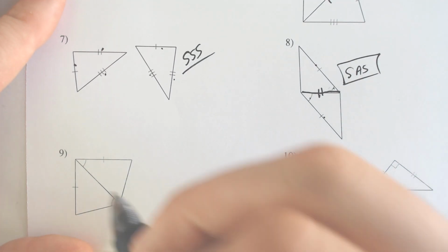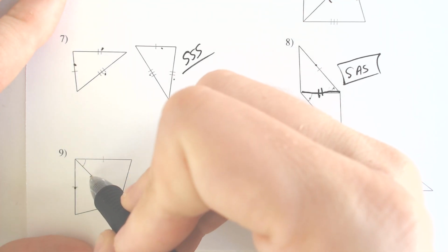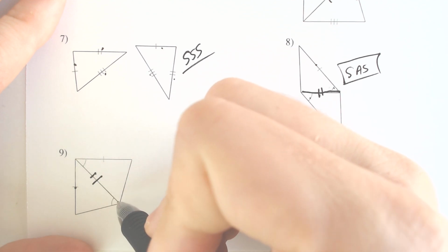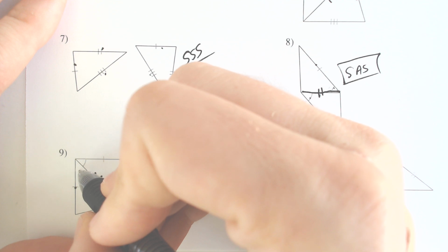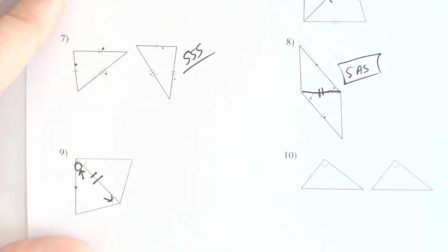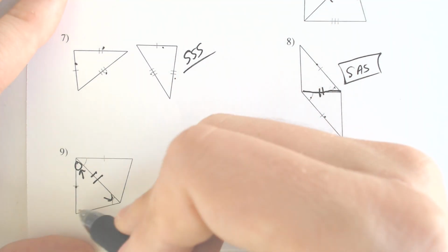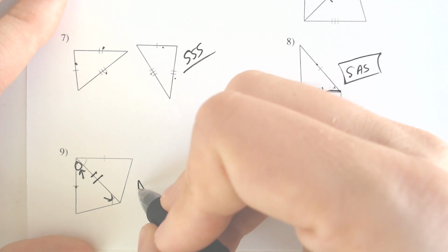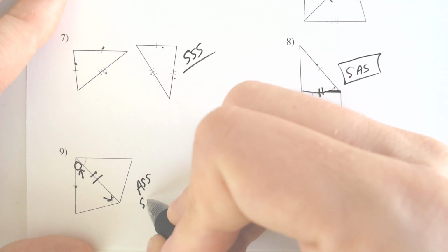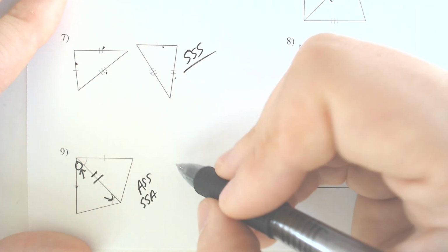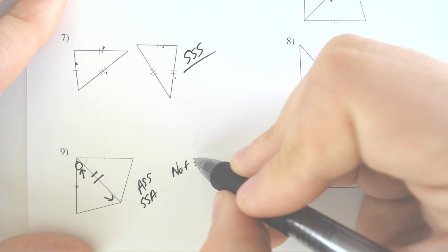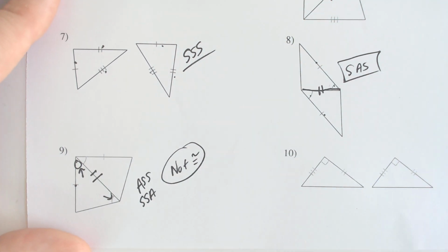All right. Side shared in the middle, but look at this angle. This angle is not physically between the two. If it was, it would need to be right here where I just put a circle. So because of that, this bottom triangle is angle, side, side, or side, side, angle. But the top triangle would be side, angle, side. They don't match up. That would be not congruent, my friends.